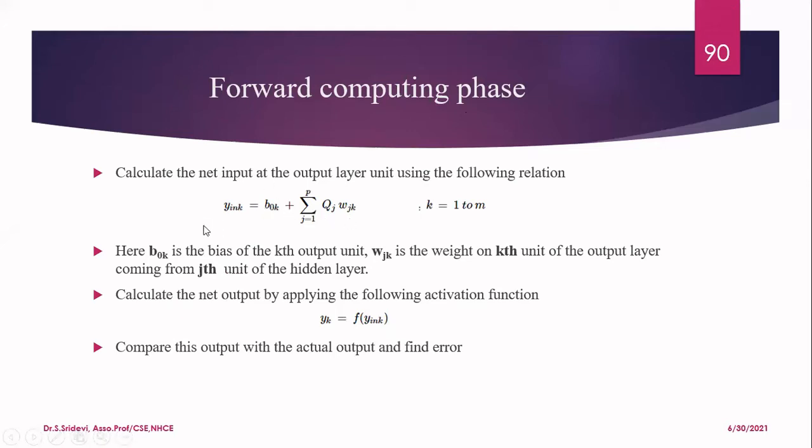And once you do that, you will get Y_in_k. Then send this Y_in_k to the activation function f. That will give you the final output Y_k according to the function you have selected for the activation. Then you are going to compare this output with the actual output and find the error, because at the output layer, we are getting the actual output.